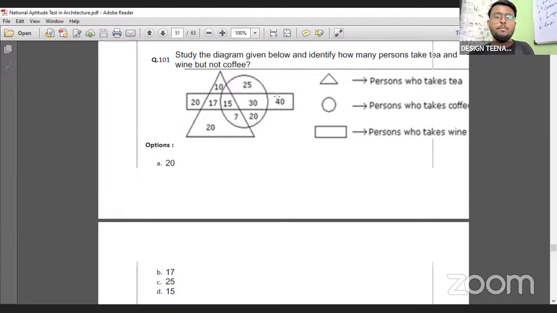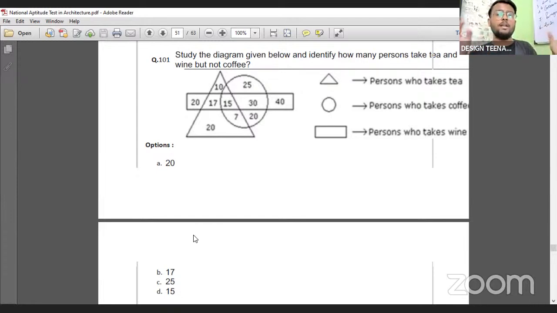As a whole, we can understand simply from this, right? So coffee means this circle. Other than the circle, we have several people who take wine, and they take wine and tea, but they don't take coffee. So once I am looking at the options, it's becoming clearer that they are talking about people who take both wine and tea only.